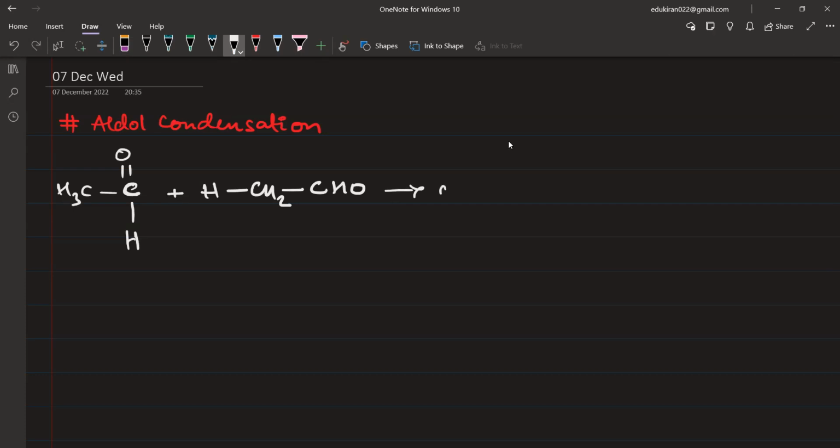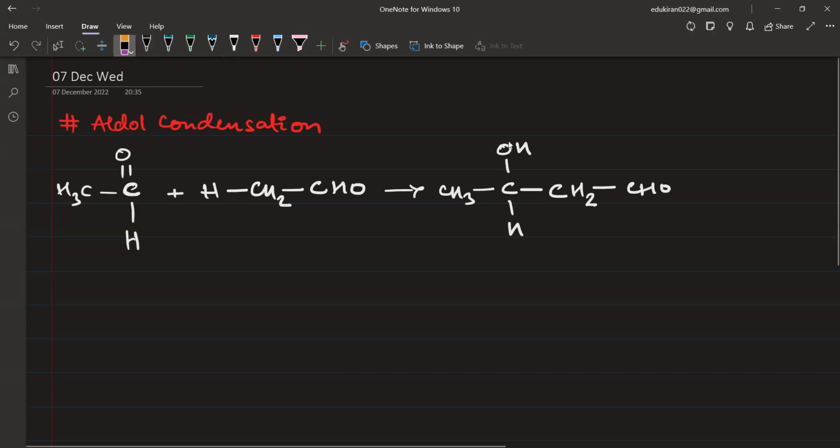So please see what happens. This CH3 is as it is. This carbon atom, double bond O, converts to OH. This hydrogen is as it is. This carbonyl carbon makes a bond with the alpha carbon, and the alpha carbon's one hydrogen has gone to oxygen. The 2 remaining hydrogens are as they are, and then we have CHO. One more hydrogen is like this.